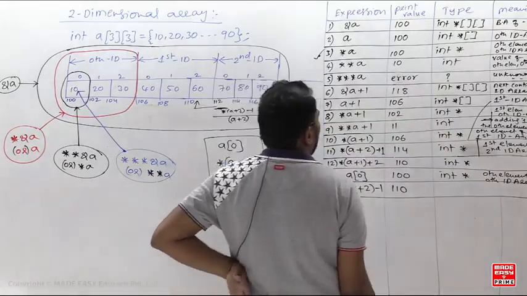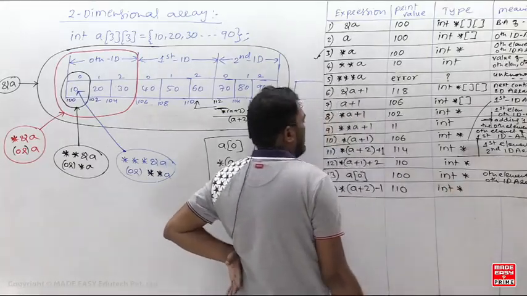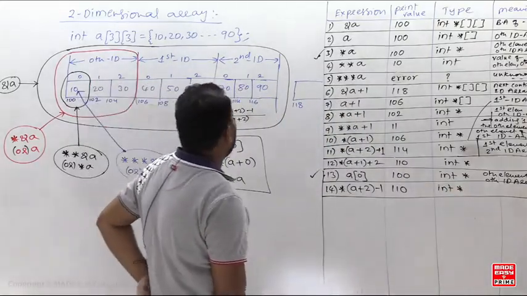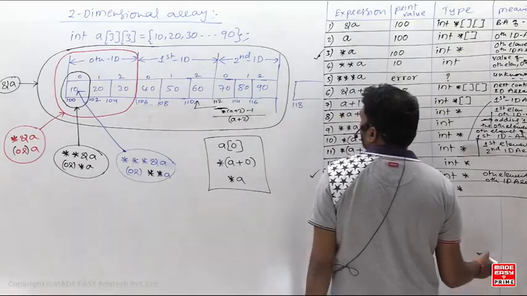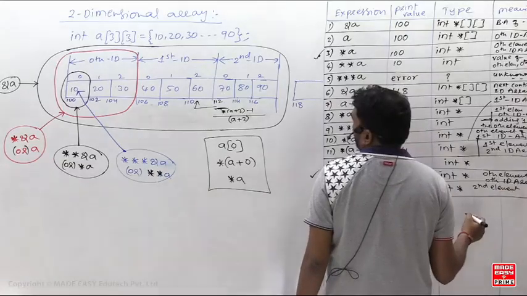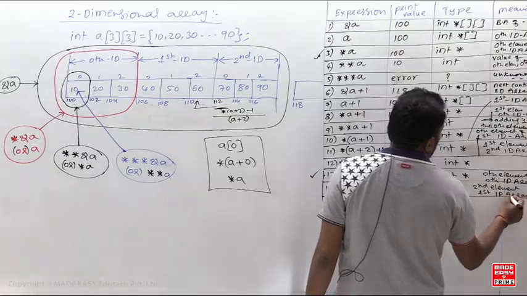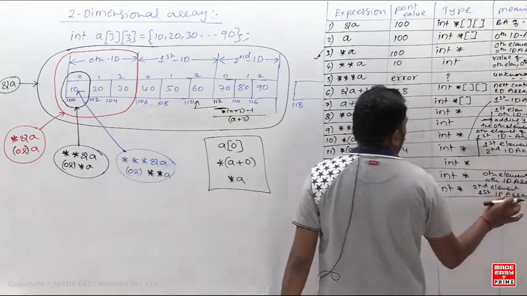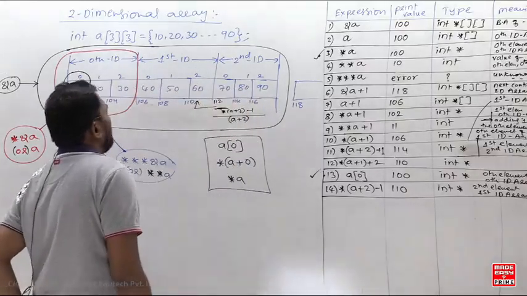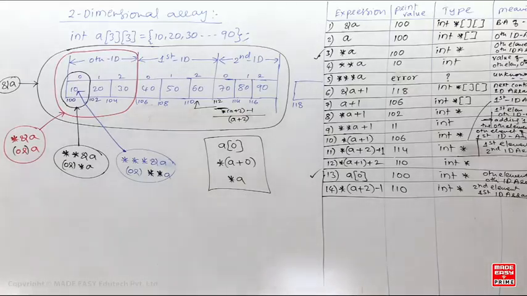That is 110, and the type is what? Int star. Type is int star. Now tell me the meaning. Base address of the second element of the first 1D array. Very good. Last year, see, very good.